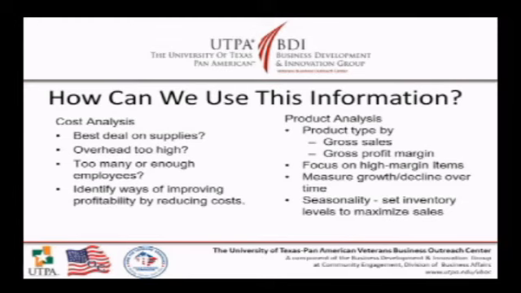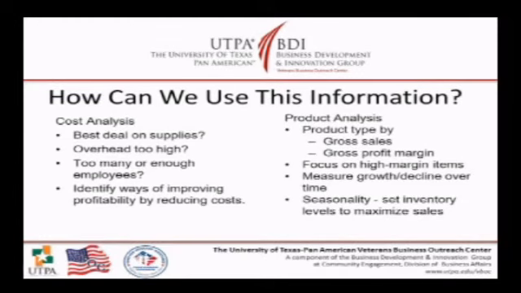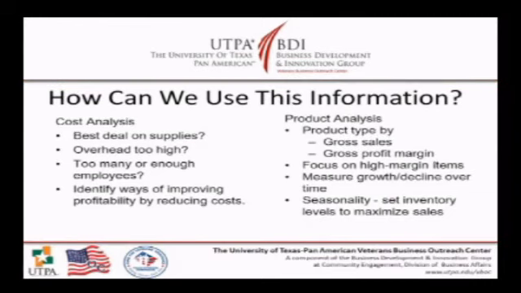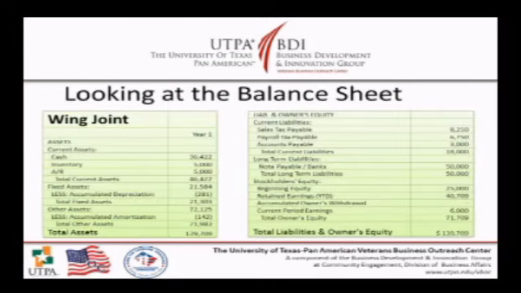Product analysis: product type versus gross sales, gross profit margin, focus on high margin items, measure growth, decline over time, and seasonality. Set inventory levels to maximize sales. These are all ways that we can use this information, the different ratios.